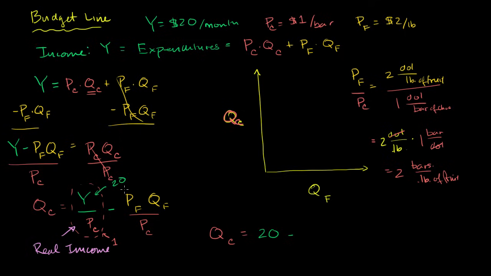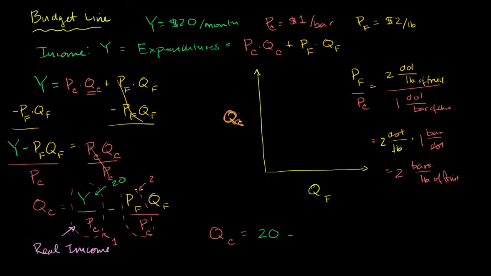So what we've actually done over here, this term right over here, it gives us bars of chocolate per pound of fruit. And it simplifies to 2 bars of chocolate per pound of fruit. It's actually giving you the opportunity cost of a pound of fruit. It's saying, hey, you could buy a pound of fruit, but you'd be giving up 2 bars of chocolate, because you could get 2 bars of chocolate for every pound of fruit.